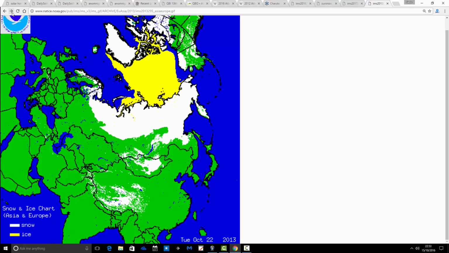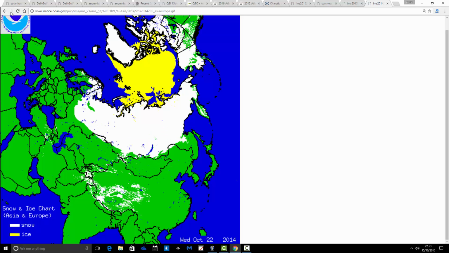2013, however, that didn't have a great deal of snow across Scandinavia during that year. Now, 2014 perhaps blows the theory out of the water a little bit, because that had a very rapid advance of snow cover across Russia and Siberia. This is 22nd of October 2014. Did also have quite a bit of snow cover across Scandinavia as well.